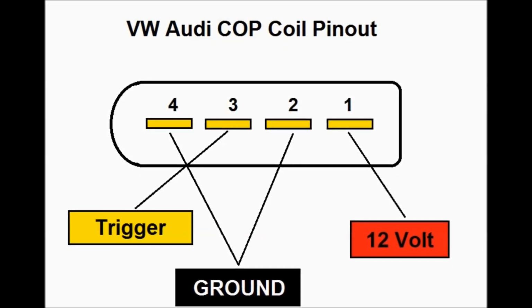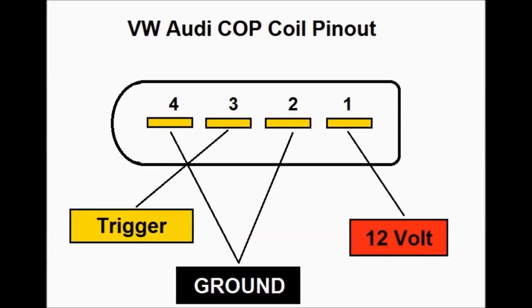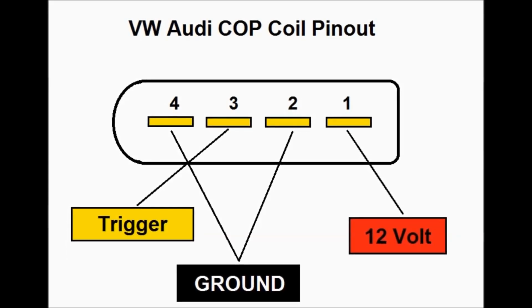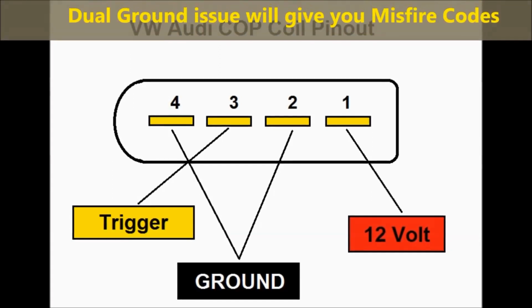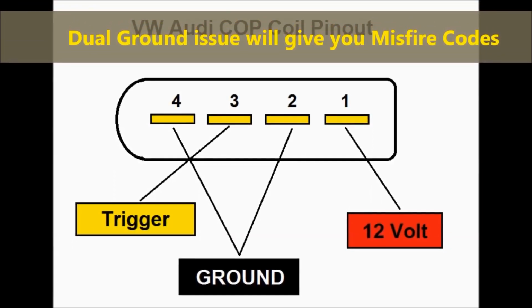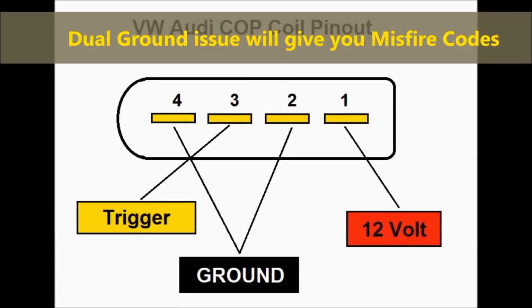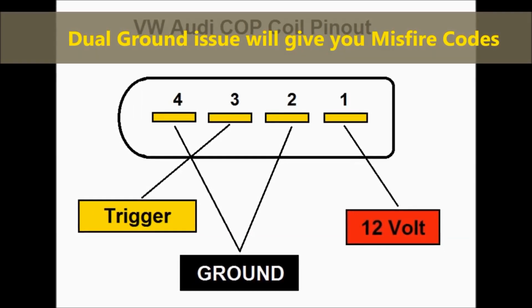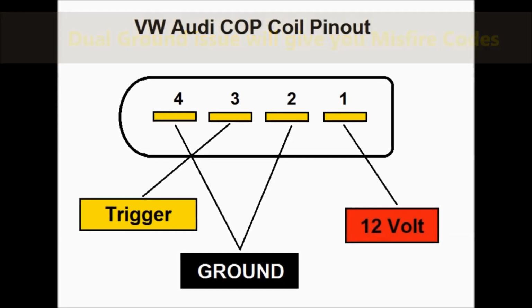Because of that, it's not going to give you a no spark signal. So it'll spark, but you're always going to have all kinds of misfire codes. Pin number three is the trigger. This is the signal that we're going to see next. We're going to analyze the signal. The trigger signal is sent from the ECM.